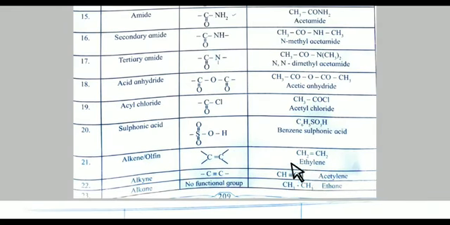Next is alkene. All of you know alkene, C double bond C. A double bond is contained in alkene, a triple bond in alkyne, and a single bond in alkane. So in alkane there is no functional group, as we know that a carbon-carbon single bond is there. In alkene a carbon-carbon double bond is there, and in alkyne a carbon-carbon triple bond is there. So these are the classification of organic compounds on the basis of functional group.